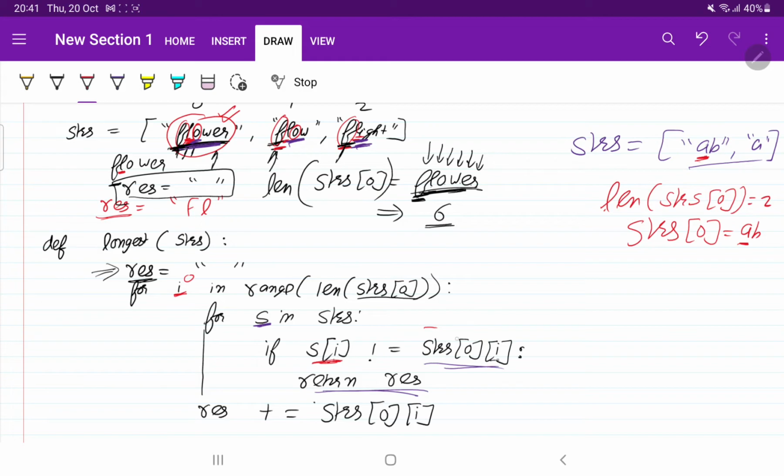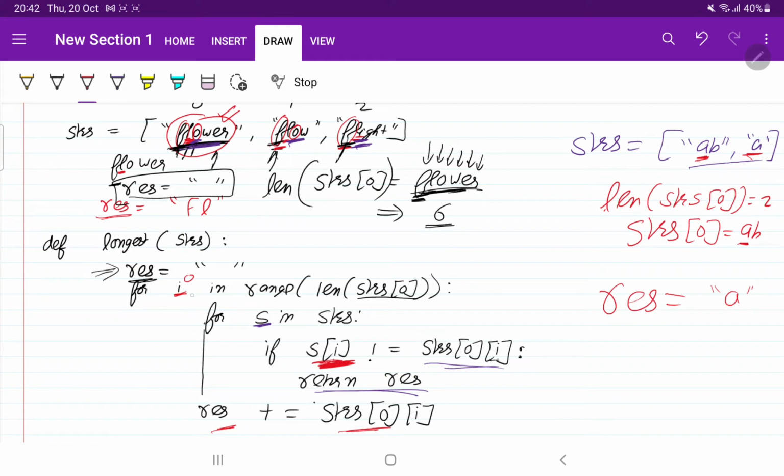Then we will come to this. Here it's A, the second word in the list. So it is A. So both are matching. It means in our result what we are going to do? We are going to add strs of 0 of I. Okay, so what is that? It is A. So we have added one letter.